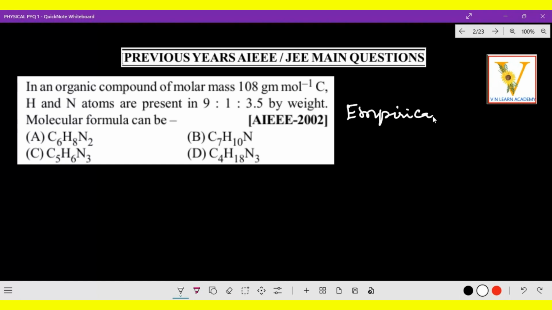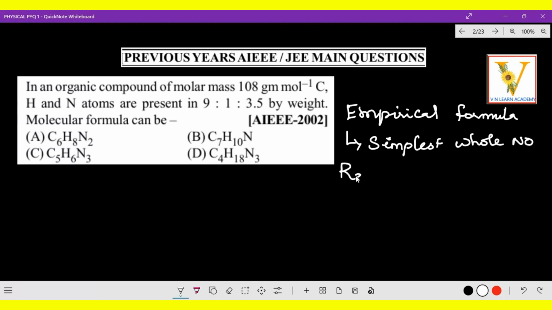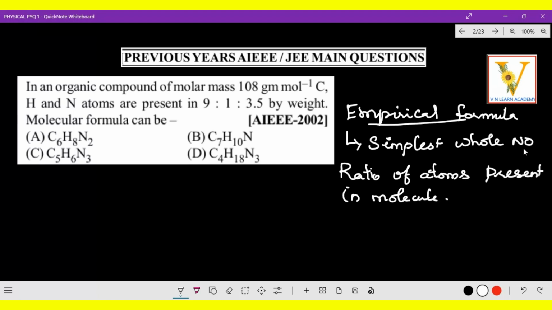Empirical formula. So, empirical formula means simplest whole number ratio of atoms present in the molecule. Right. So, empirical formula, it is nothing but the simplest whole number ratio of atoms present in the molecule.